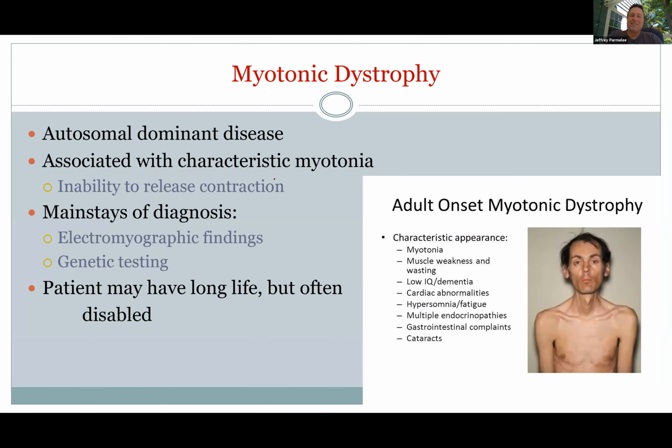Just one slide on this: myotonic dystrophy. It's interesting in that a person shakes your hand and doesn't let go. So you have the contraction, but you don't let go. And you can live quite a while. You have a characteristic look with male pattern baldness and sometimes low IQ. You can see cataracts and other issues along with this muscle wasting.